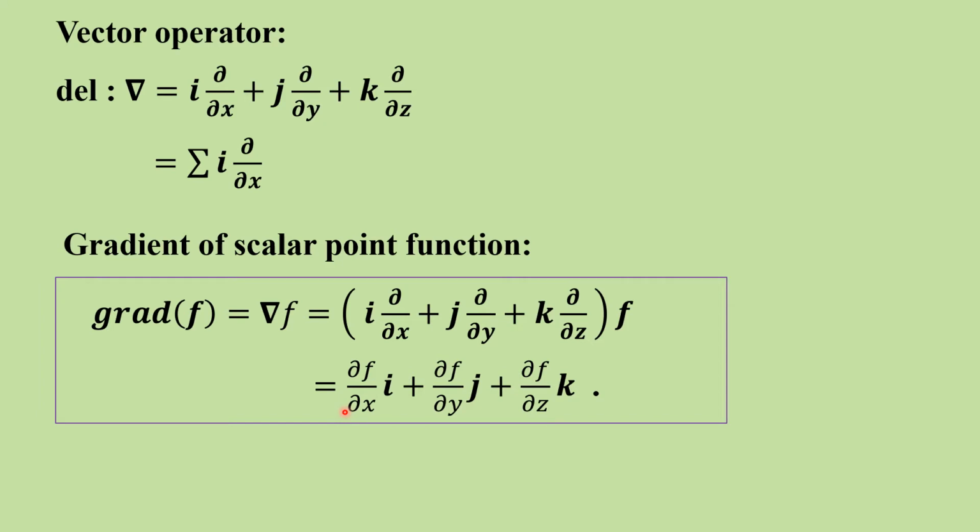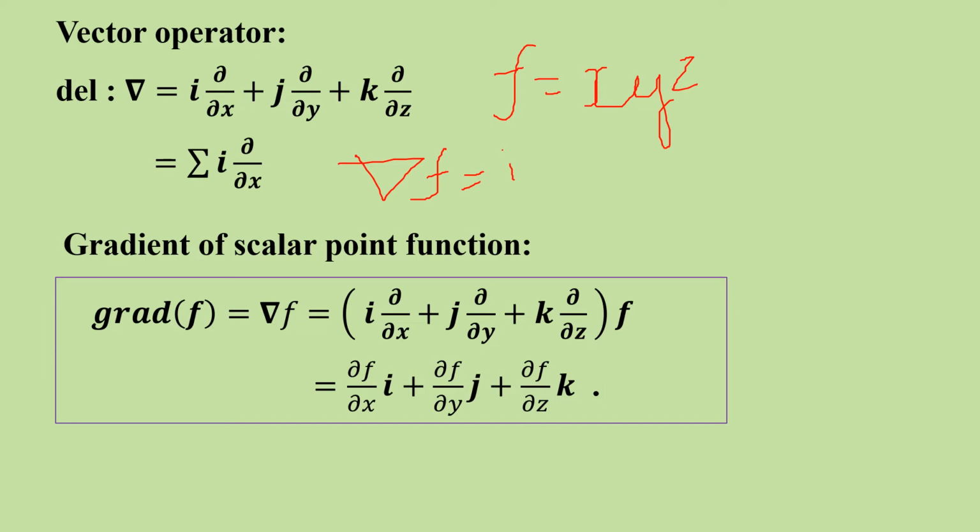Now one thing we can observe: gradient is always on a scalar point function, but the resultant is a vector. So for example, if I have f given as xyz, the function is a scalar point function. If I want to find the gradient, how to find it? Operate del on this. So del means i ∂/∂x + j ∂/∂y + k ∂/∂z. So i into ∂f/∂x. So partially differentiate f with respect to x, meaning treating y and z as constant.